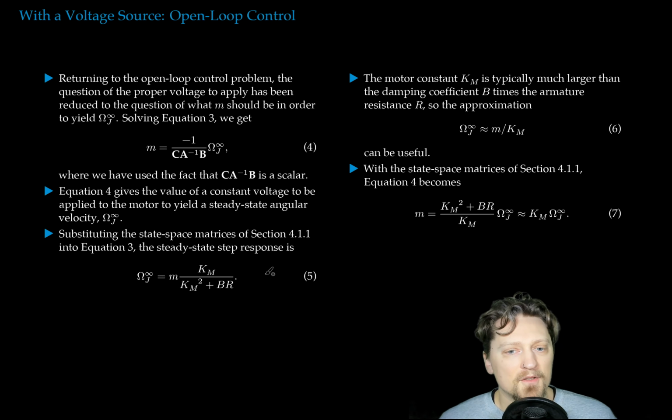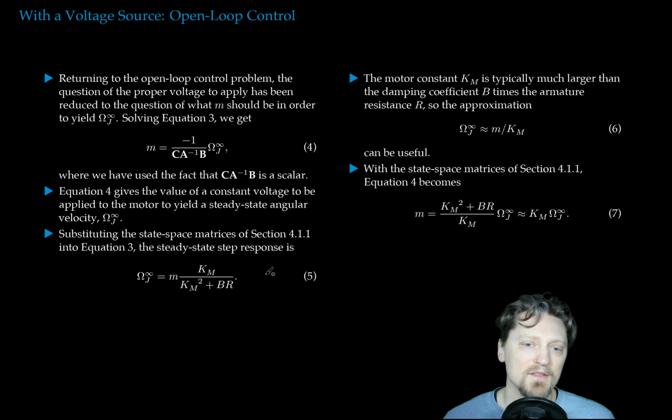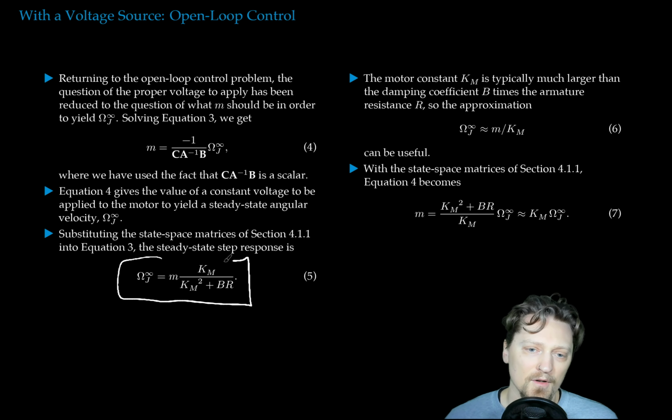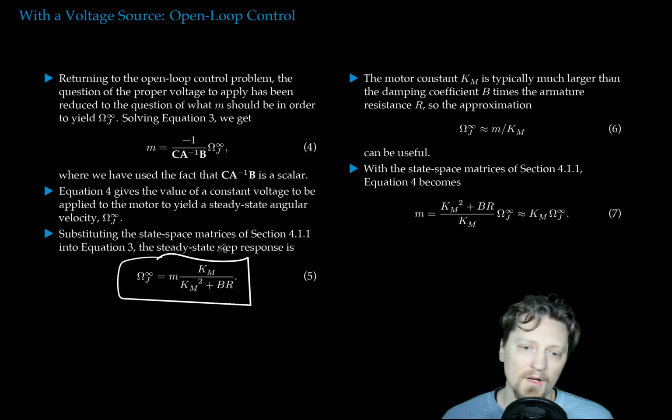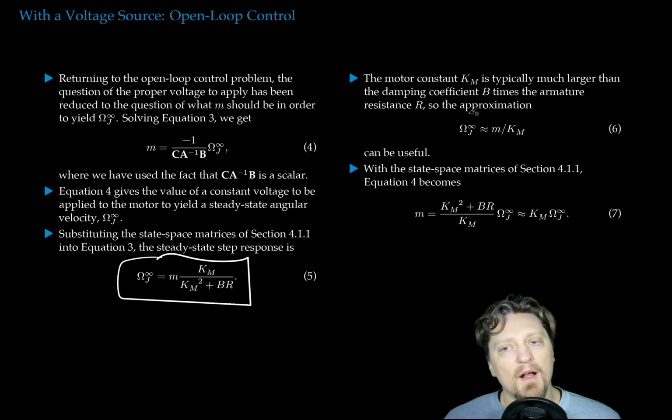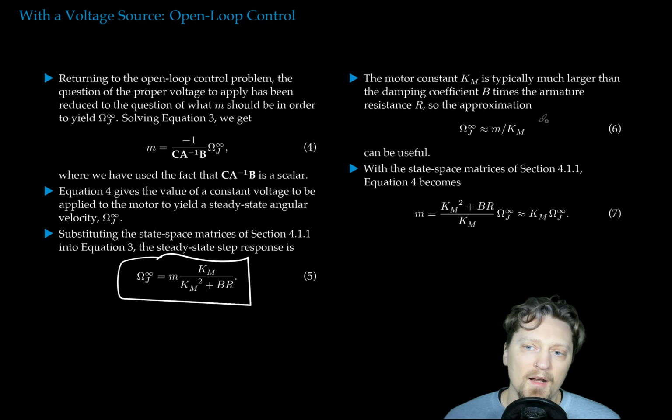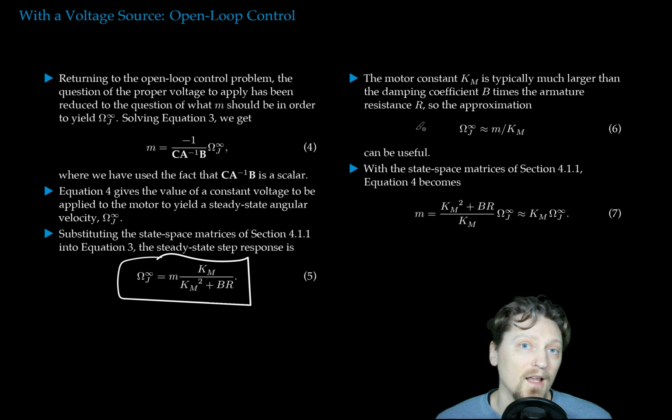Substituting the state space matrices from section 4.1.1 into equation 3, the steady state step response is given here. So in terms of system parameters, with the motor constant Km, the damping coefficient B, and R being the resistance of the armature. The motor constant Km is typically much larger than the damping coefficient B times the armature resistance R, so the approximation omega j infinity is equal to M divided by Km can be useful. Okay, it's a very simple expression for the steady state angular velocity.